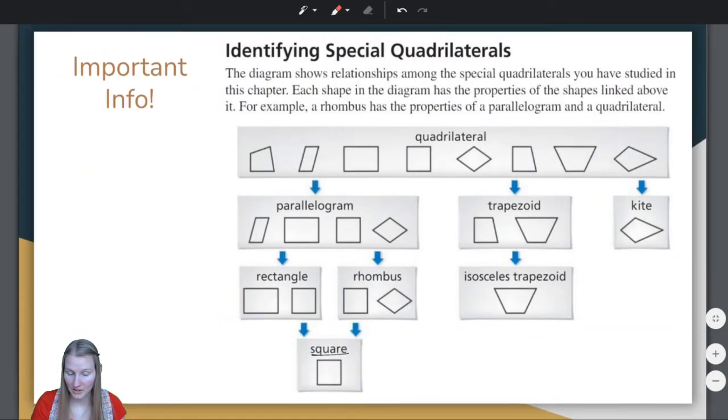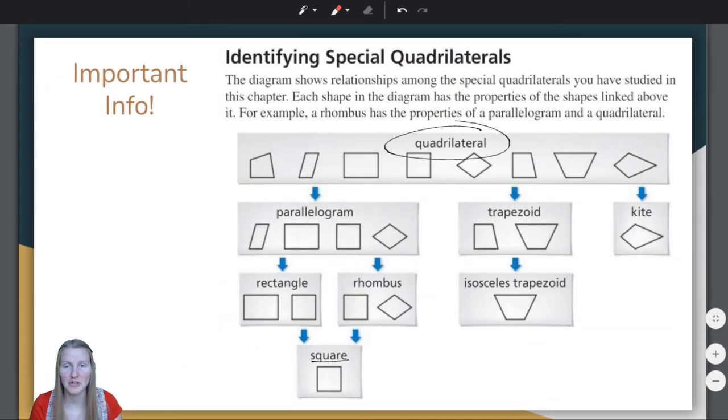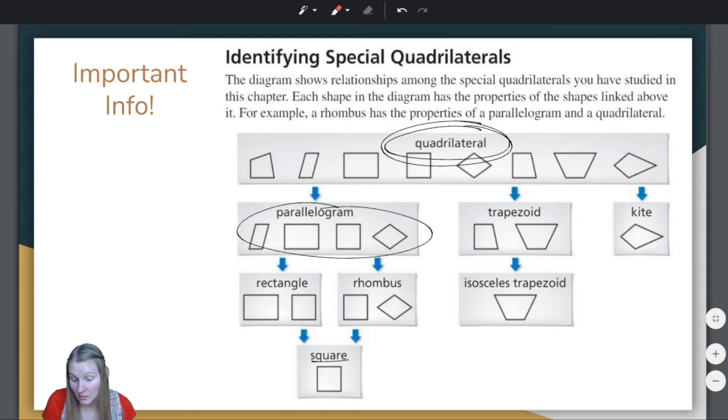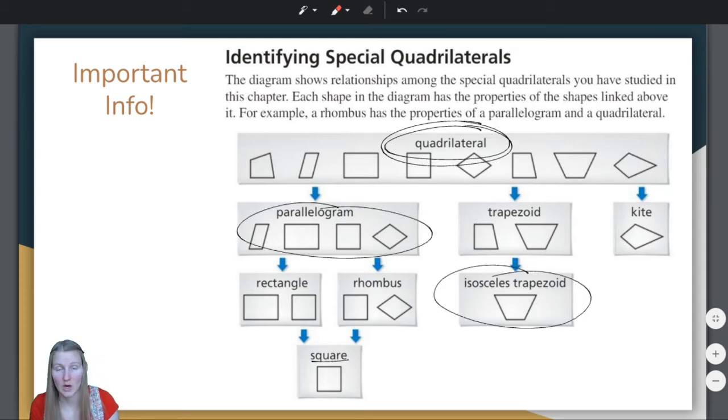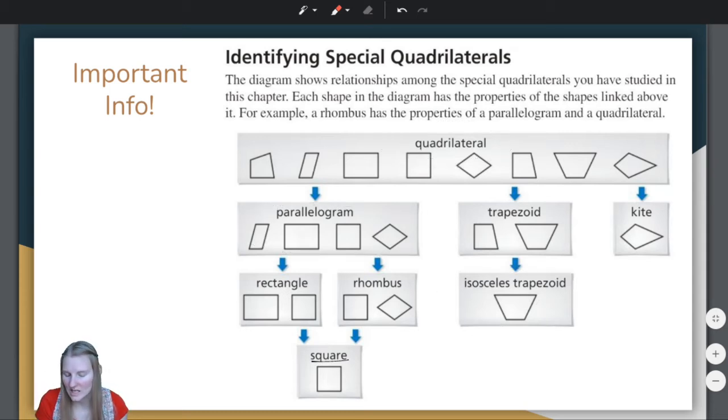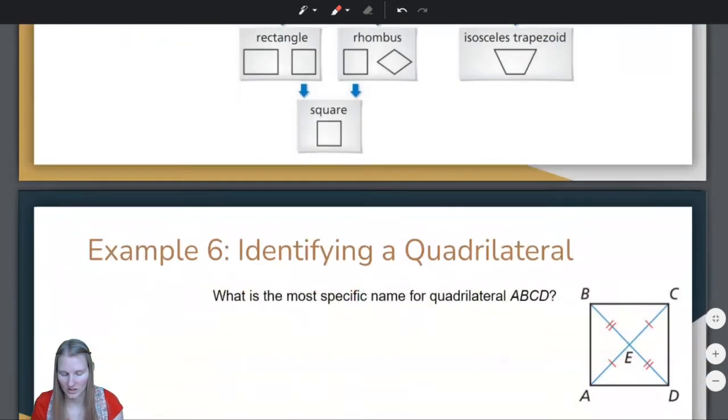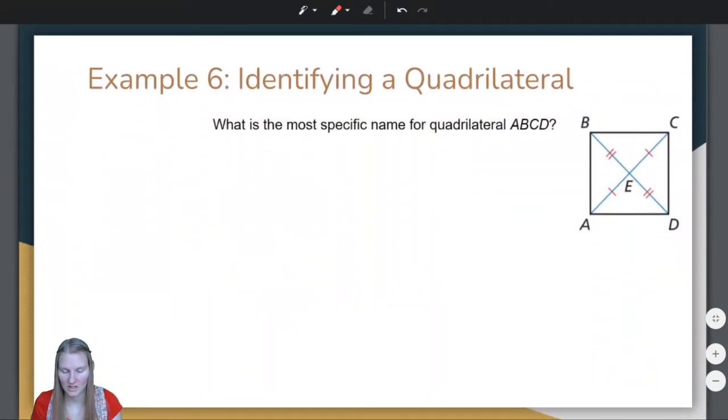So, up at the top here, this is a general name, right? Quadrilateral just means it has 4 sides. As we go down this flowchart, we get more specific. So we know it's a quadrilateral. Can we determine if it's a parallelogram or if it's an isosceles trapezoid? How specific can we get is what this question is asking us. So, what is the most specific name? Well, it is a quadrilateral, they tell us that.